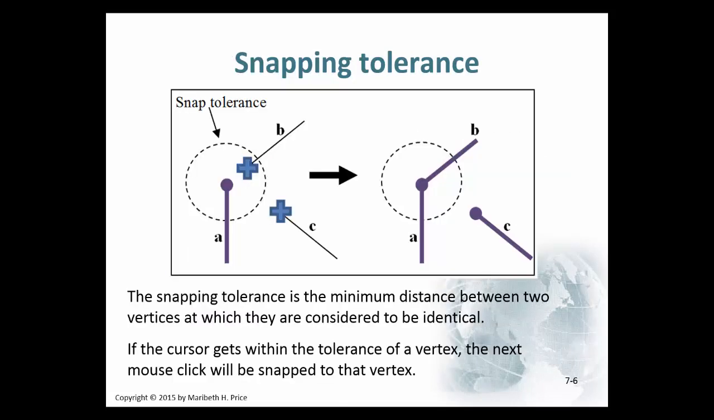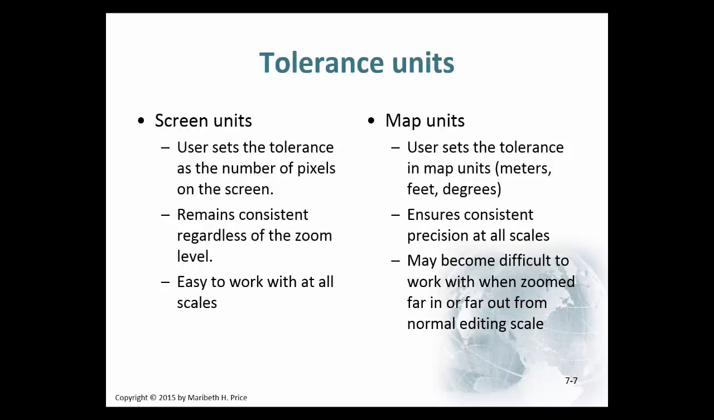The snapping tools help prevent dangles by snapping to existing features. The snapping tolerance is the minimum distance between the two vertices as they are considered to be identical. Tolerance units can be specified as either screen units, number of pixels, or map units.